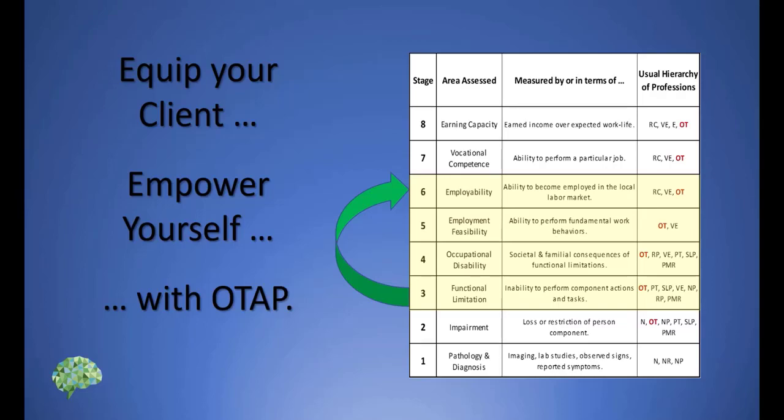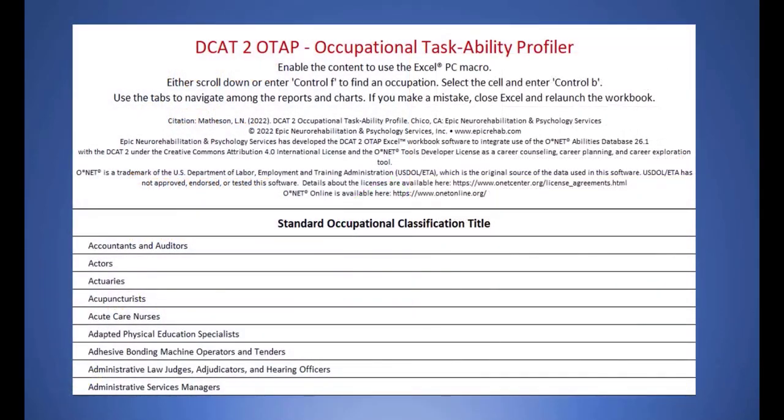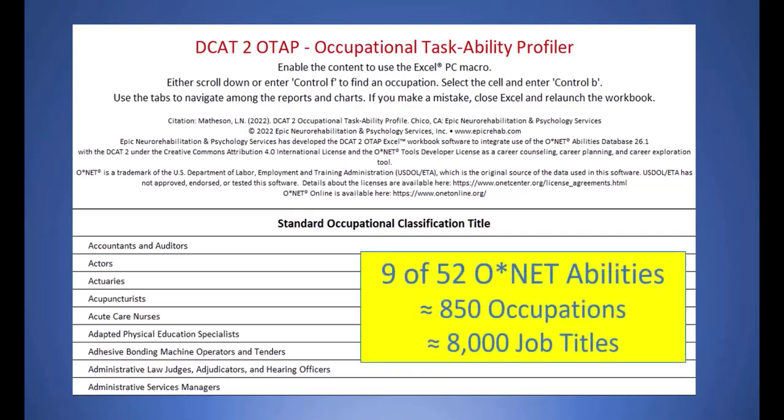OTAP is a Microsoft Excel workbook with many related worksheets. I've written a simple macro program to help you navigate the hundreds of thousands of pieces of data in the abilities database. With the DCAT-2, we addressed 9 of the 52 O*NET abilities, 3 psychomotor abilities, and 6 cognitive abilities.